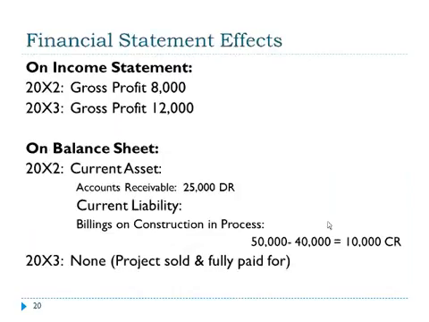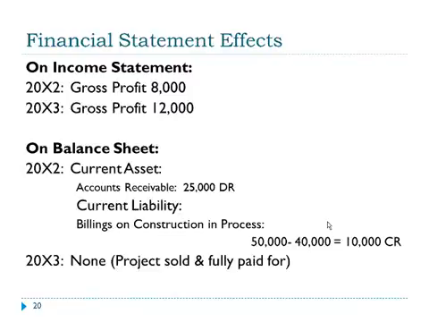The financial statement effects are that on the income statement, we recognize revenue during production. So even though this isn't completed until 2003, gross profit of $8,000 is recognized in 2002 and $12,000 in 2003. On the balance sheet, there'll be a current asset for accounts receivable for the amount that we've charged our customers, and we'll have the difference between construction in process and billings.